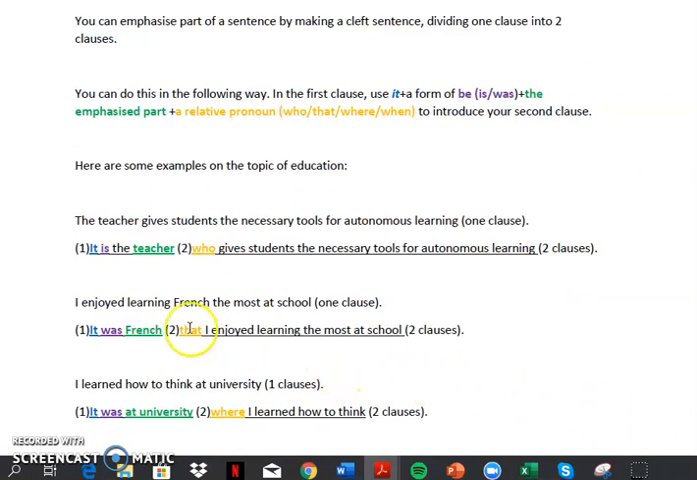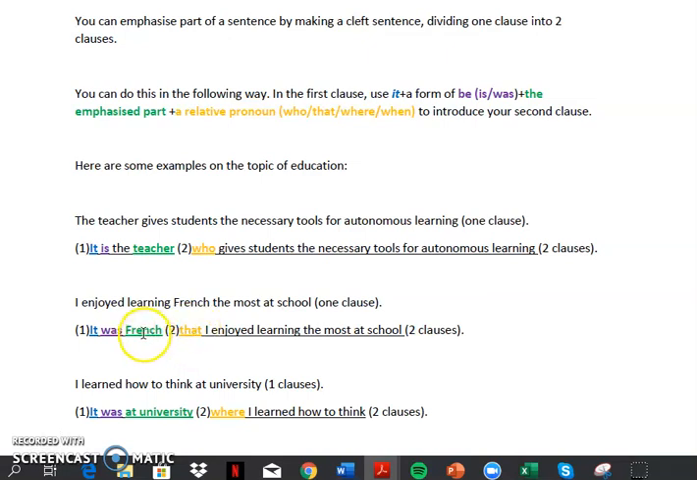Okay, so I enjoyed learning French the most at school. That's one clause. Now in two clauses, so it, form of be, it was French. French is what I want to emphasize here. That's the first clause. Second clause, relative pronoun that.